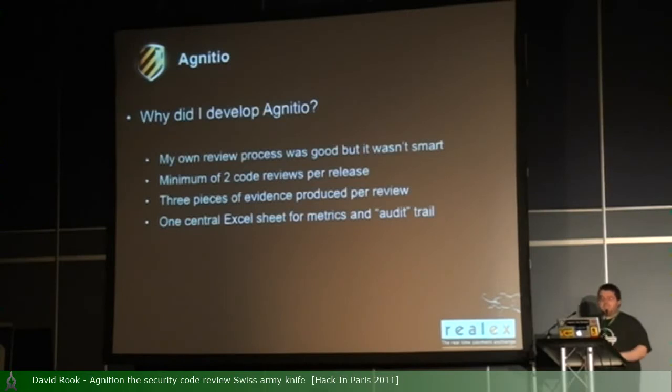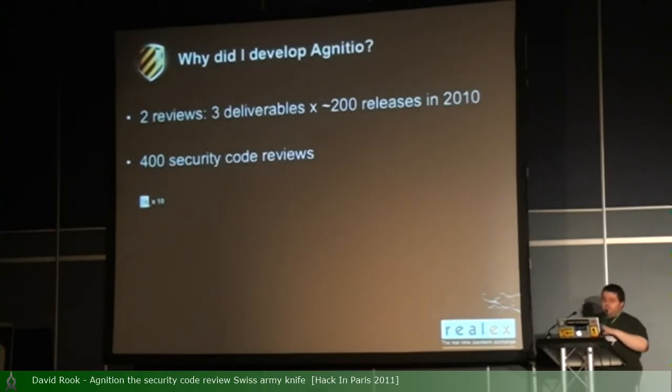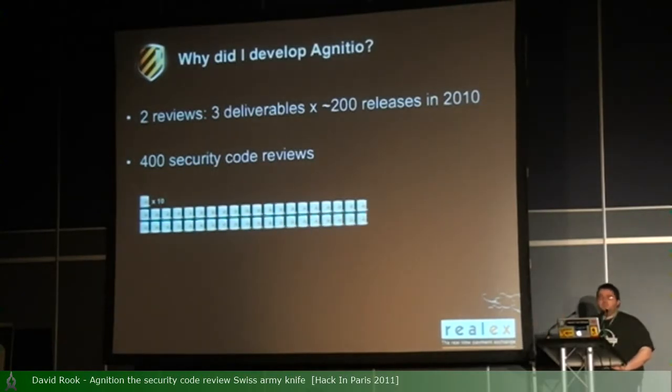So as I said, my own review process was good, but it wasn't smart. We had got this multiple review process, producing these reports and so on. But it meant that for every single release, we would do a minimum of 2 code reviews. And then we would produce 3 different pieces of evidence for each code review. And this was me thinking the process was smart until I really sat down and looked at it. So what that meant was, if we wouldn't have been using Agnitio for 2010, we would have done about 400 security code reviews. So we still did 400 security code reviews, but we did them in a smarter way.